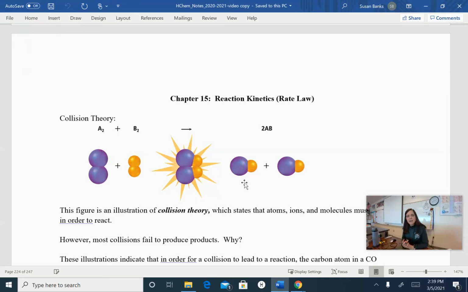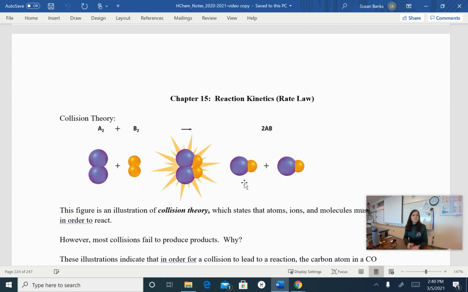All right, Honors Chem, today we are going to talk about reaction kinetics. In other words, it's called rate law. So basically, today we are learning about why reactions happen and how fast they happen. And we're also learning about how we control how fast or slow something happens. Okay, so let's get in with collision theory really quickly.